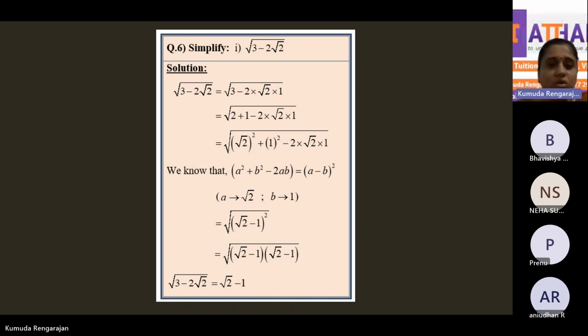See, this is only the question. The question is root 5 plus root 2 divided by root 5 minus root 2. We have to rationalize. So I have written this. We understand? We have to rationalize. So we have written the conjugate. Understand, all of you?